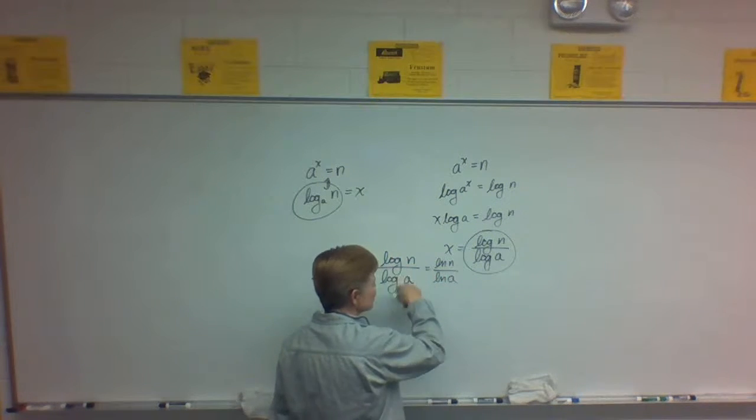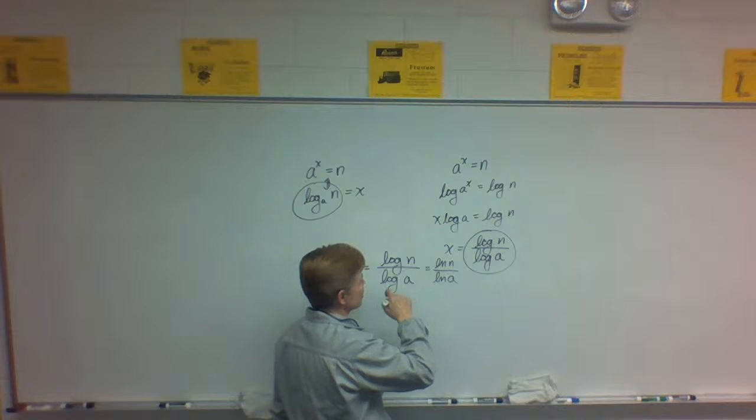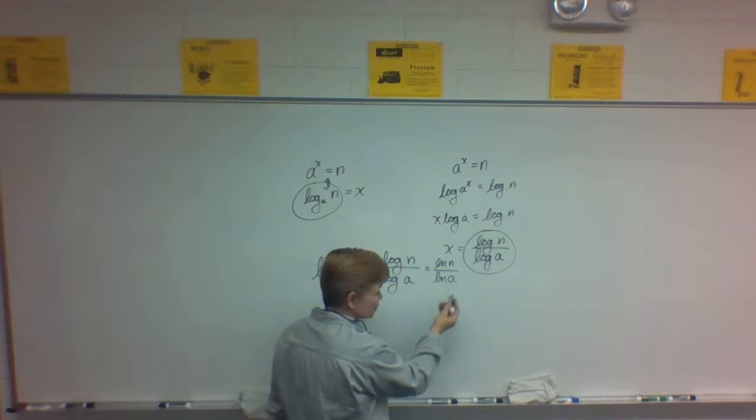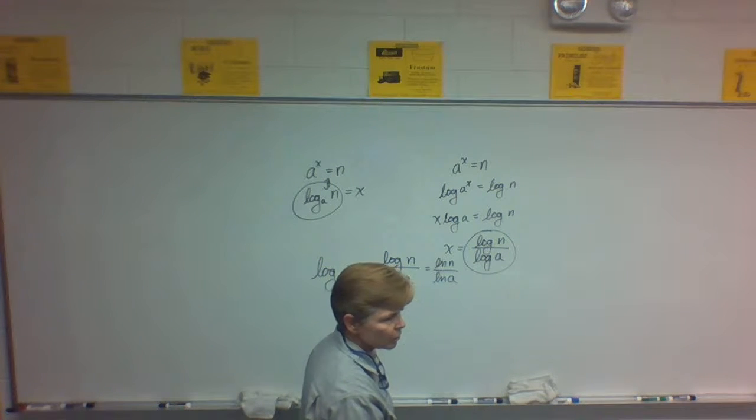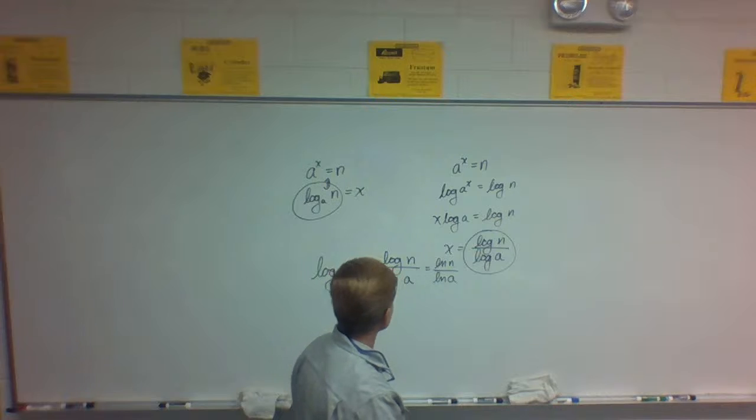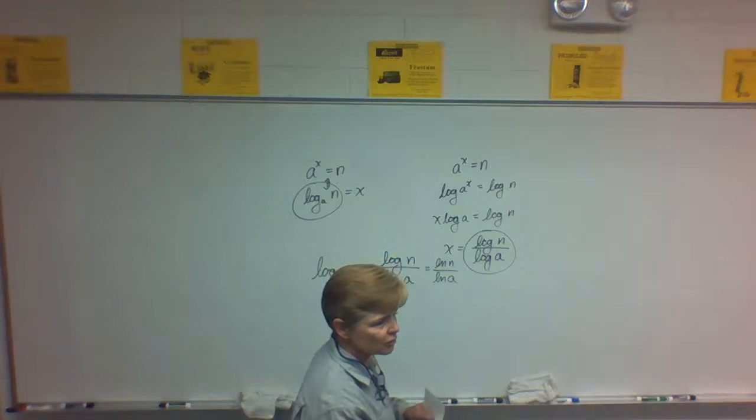So it doesn't matter which of your keys you use as long as you don't mix them up. Don't do common log n over natural log A, that would be dumb. Stick with the log that you choose. This is how it's useful. This is called the change of base formula.